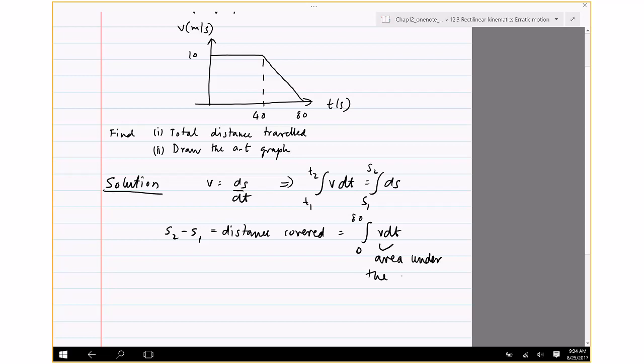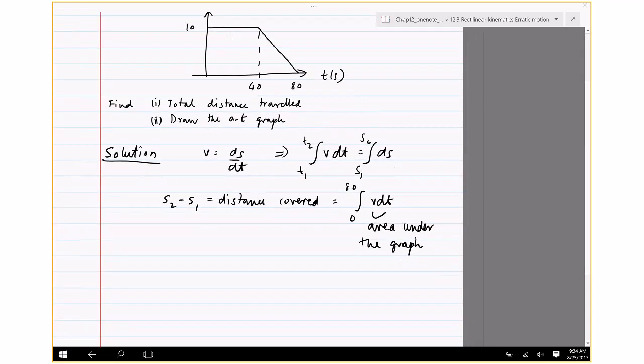Let me say graph. But the area under that graph is made up of two simple shapes. One is a rectangle. I'm sorry, it looks like a square, but it's a rectangle because you can see it's 10 and 40. And another thing is a triangle, right? From 40 to 80.